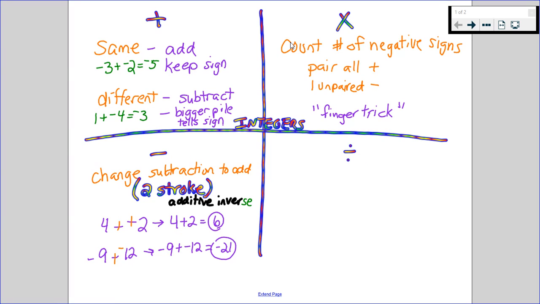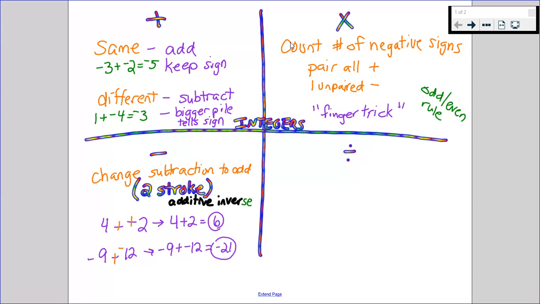The other way that you might remember these is something called the odd-even rule, if the finger trick isn't your thing. And that just says if you have an odd number of signs, like 1 or 3 or 5 signs, then your answer is going to be negative. It's kind of like the finger trick without fingers.